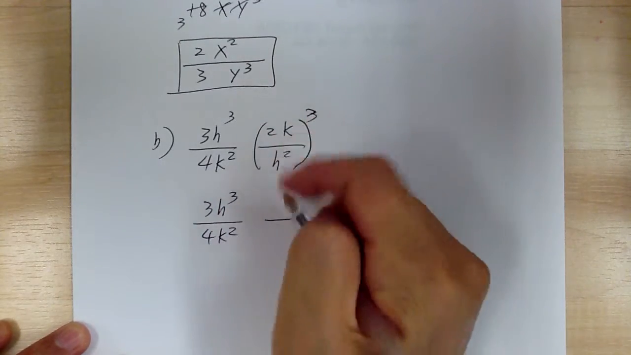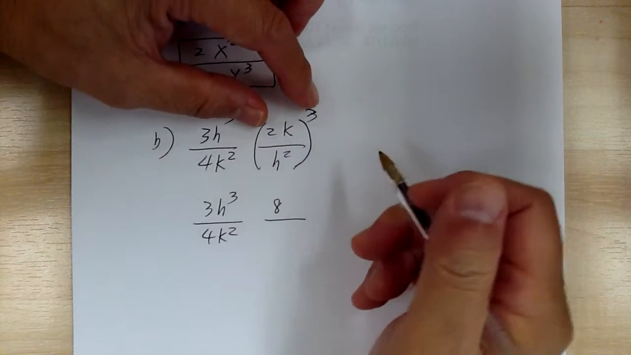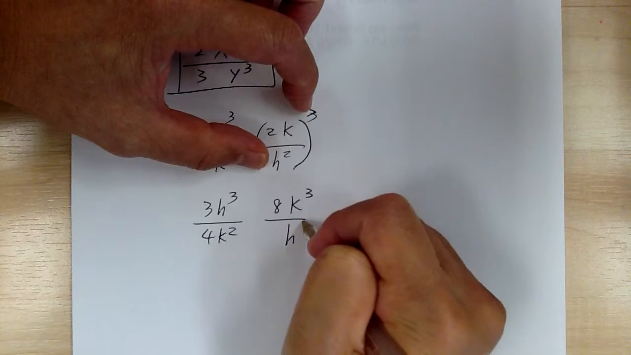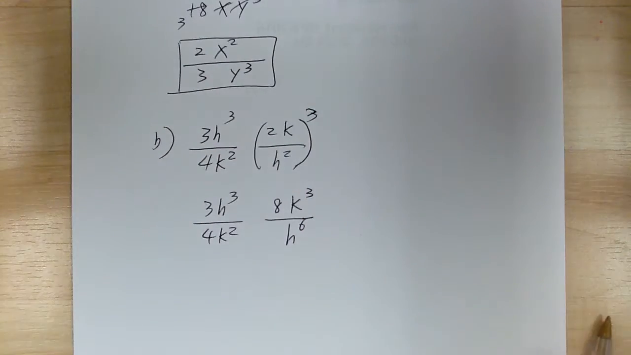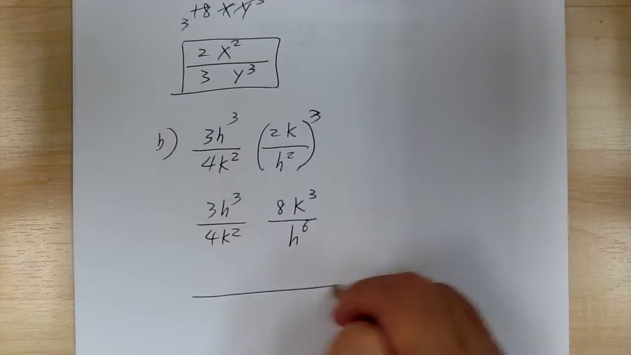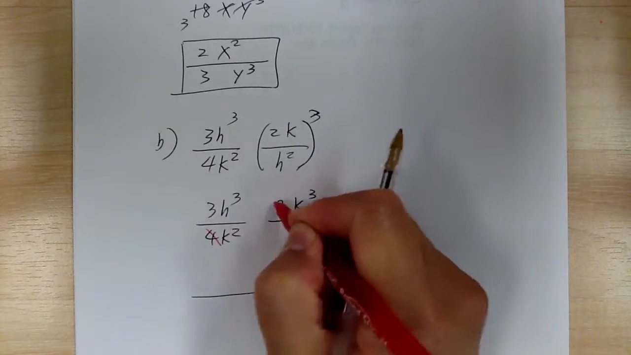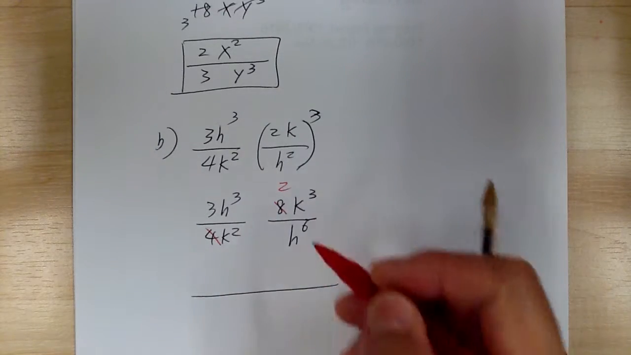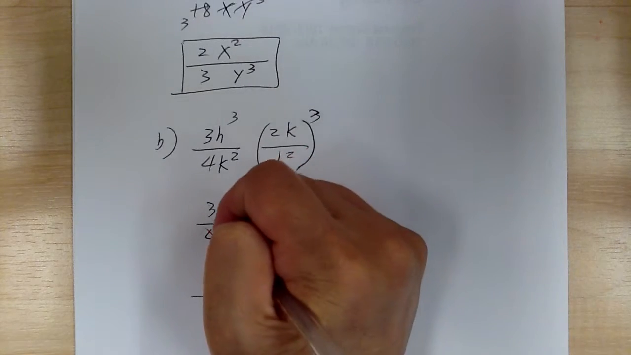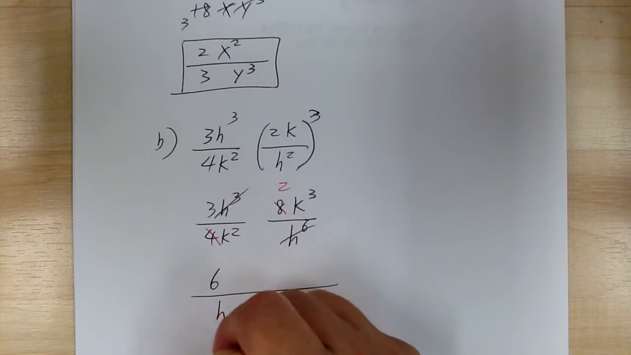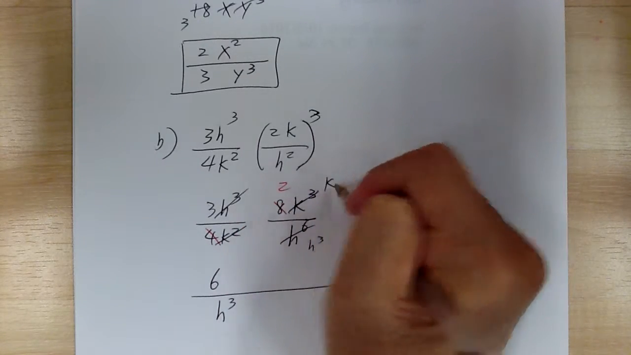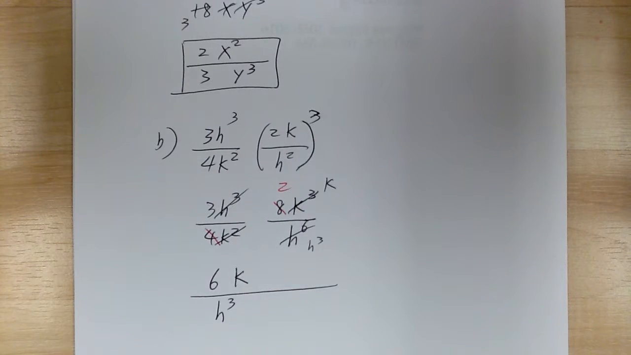2 to the 3rd power is 8. K to the 3 is k cubed. H squared to the 3 is h to the 6. Now you can work things out. Notice the 4 and the 8 can cancel into 2, and so you get 6 on the bottom. That takes care of the numbers. Then for the letters, h to the 3 over h to the 6 gives you h to the 3 on the bottom, and k cubed over k squared gives you k on the top. And so that's it.